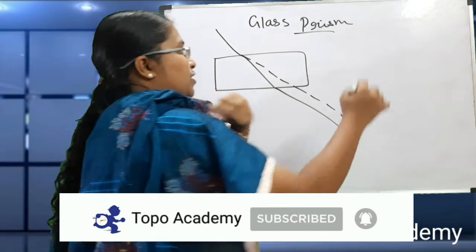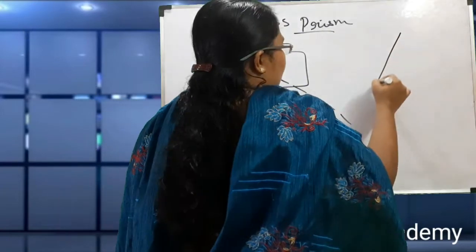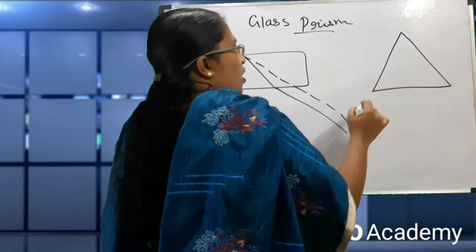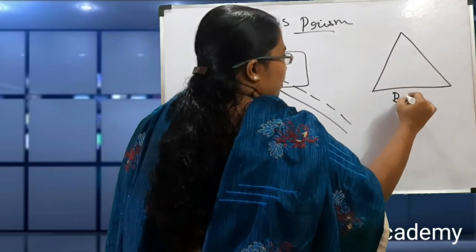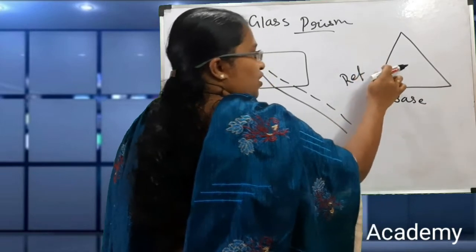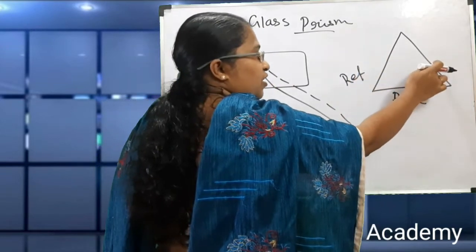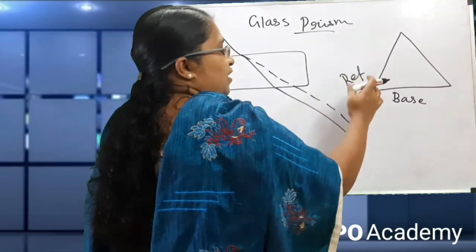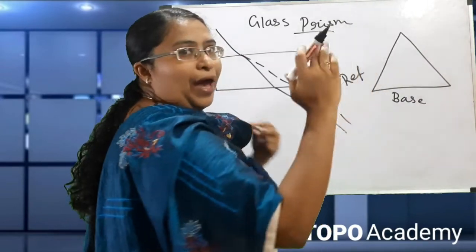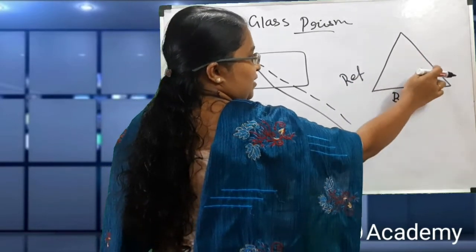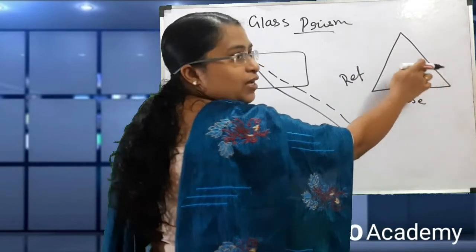A glass prism is triangular in shape. This is the shape of a triangle. And this is the base of this glass prism, and these are the two refracting surfaces. This is the first refracting surface and this is the second refracting surface of the glass prism.